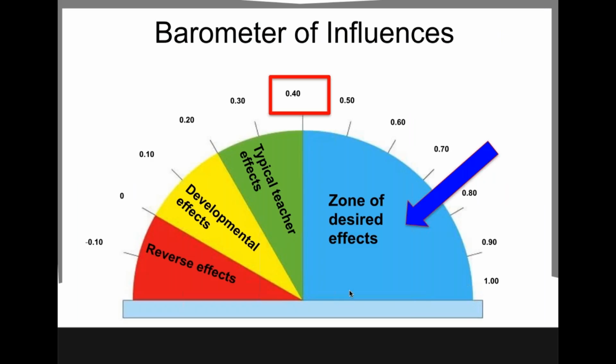You see at the top of your handout something called the barometer of influences. These are a way that Hattie kind of put all of his research on a common scale. So there are some things we'll talk about that actually make learning go backwards. They have reverse effects. Some things are just developmental. We would expect learning to take place if the individual is just breathing for 365 days.